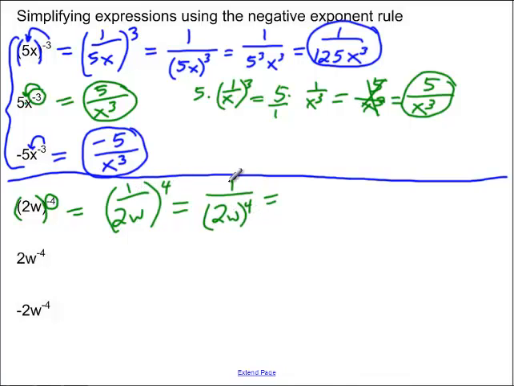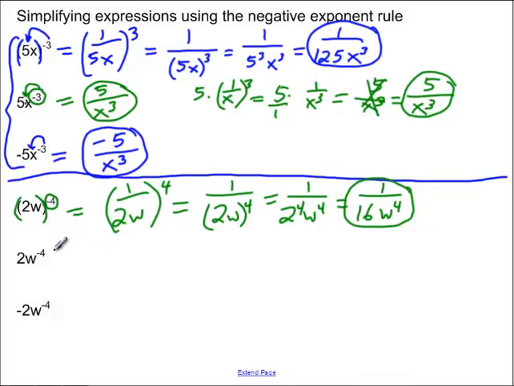This would also be 1 to the 4th power. 1 to the 4th power is 1. So this stays 1. This is 2 to the 4th power times w to the 4th power. And this is 1 over 2 to the 4th power is 16 times w to the 4th power. And there's our answer. Alright, let's take a look at the next one.